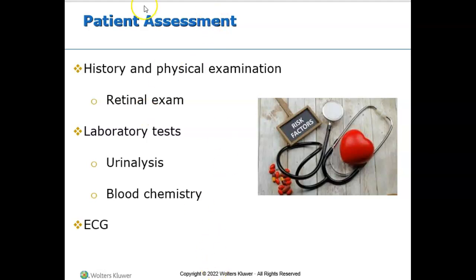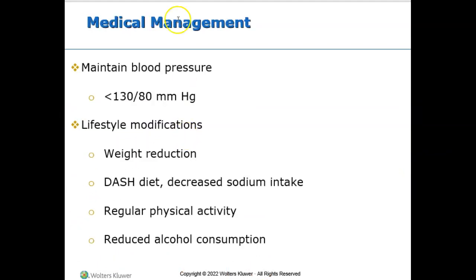Physical assessment, we're going to look at the eyes. We're going to look at labs. We're going to look at the urine, because I'm going to look and see if we have kidney damage. Blood chemistry panel, also kidneys. Electrolytes, I want to know all that. And then an EKG or ECG, which is going to tell me the rhythm of the heart.